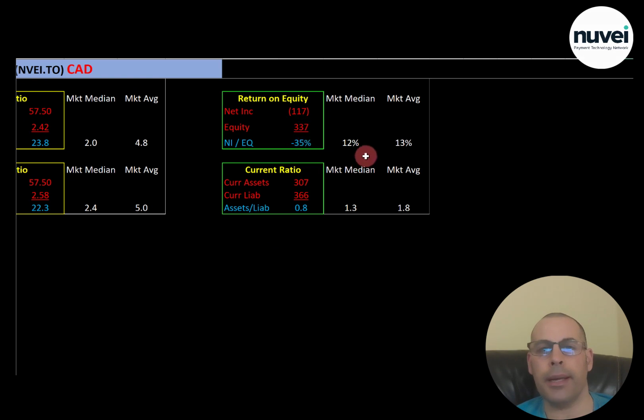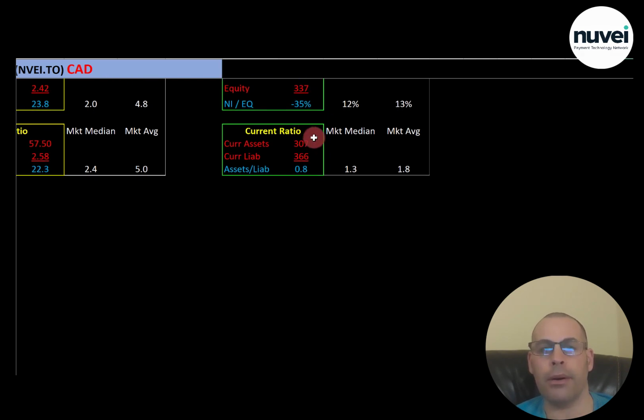ROE is bad. The median is 12%, the average is 13%. ROE is net income over equity. They're negative since they have negative net income. Current ratio is bad as well. The median is 1.3, the average is 1.8. Current ratio is current assets over current liabilities. I like to see between 1.2 and 2. They're at 0.8, so they cannot cover their current liabilities, which means they may need to take on more debt.